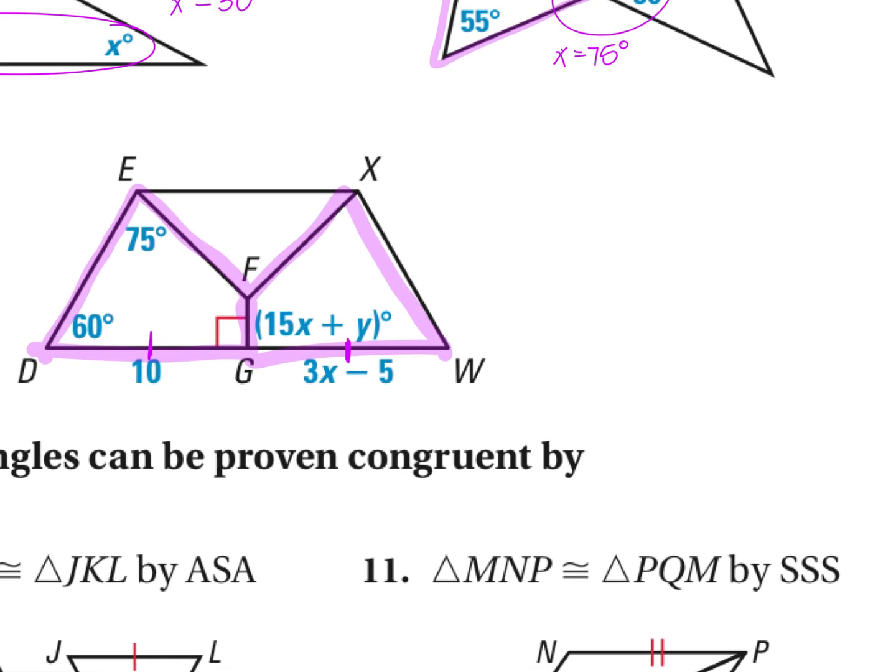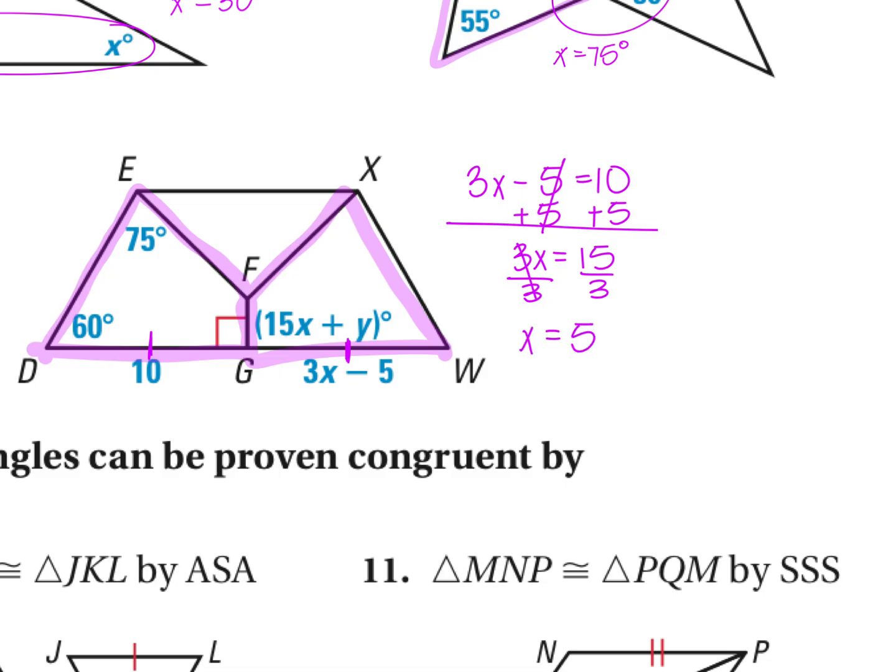So solving for x, I'm going to do 3x minus 5 equals 10. Add 5 to both sides. 3x equals 15. Divide both sides by 3. X is going to equal 5. And then I'm going to go ahead and solve for my y. Keep in mind, if that is a right angle, this is also a right angle.